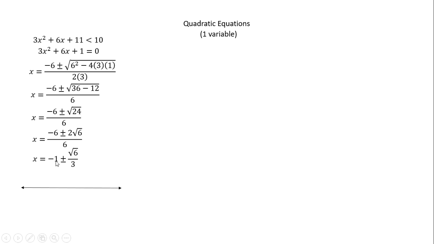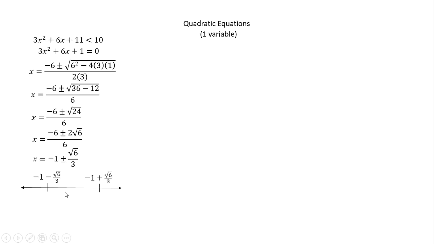because now we can make a number line. Well, on our number line, we're going to have negative 1 plus root 6 over 3, negative 1 minus root 6 over 3. Which one of those is smaller? Obviously, it's the subtraction. When we subtract stuff, we'll get a smaller number. And when we add stuff, we get a bigger number.